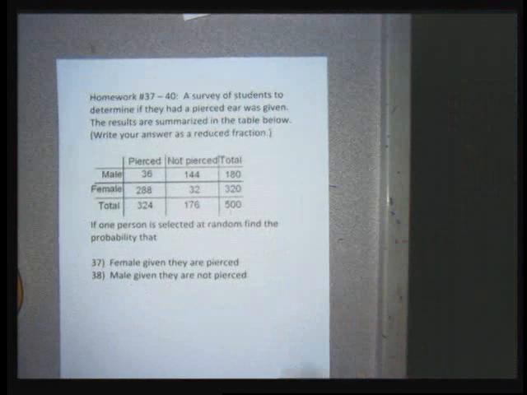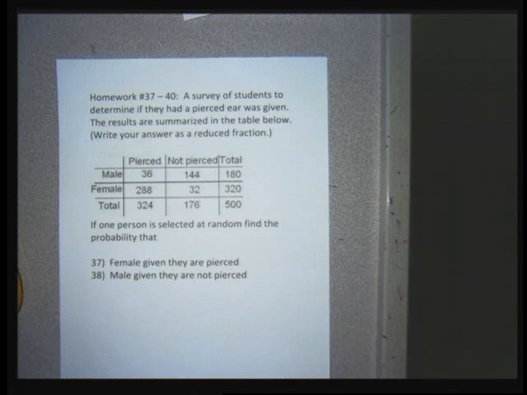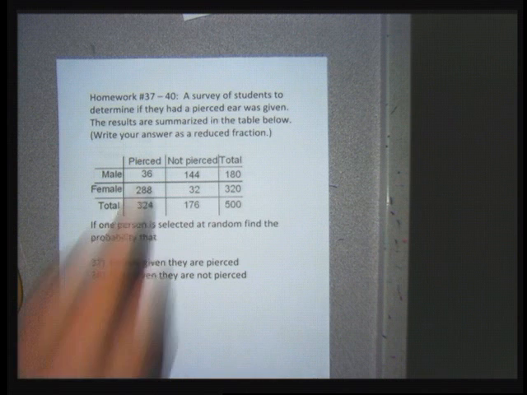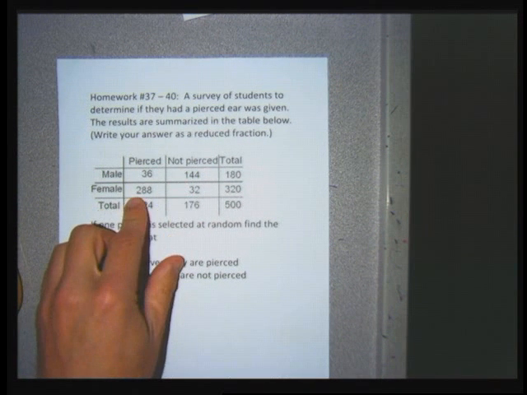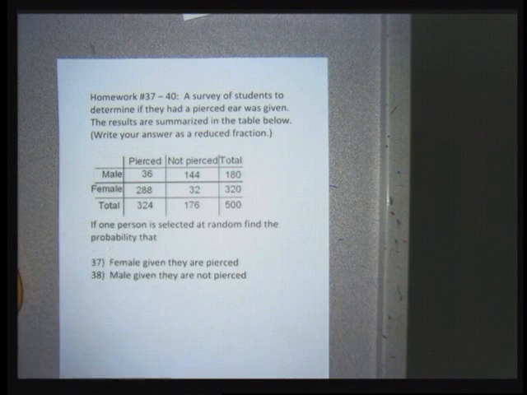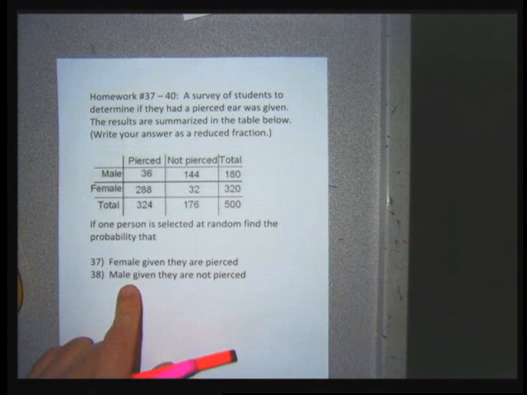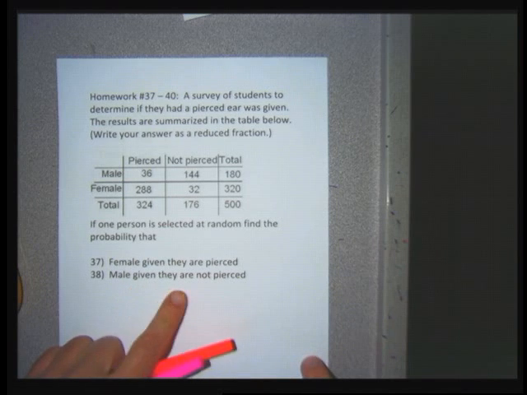Last group of problems. A survey of students was taken to determine if they had a pierced ear. The result is summarized in this table. So for guys, 36 had pierced ears, 144 didn't. Females, 288 had pierced ears, 32 didn't. All right, so one person is selected at random. Find the probability. So for 38, find they were male, given they were not pierced.